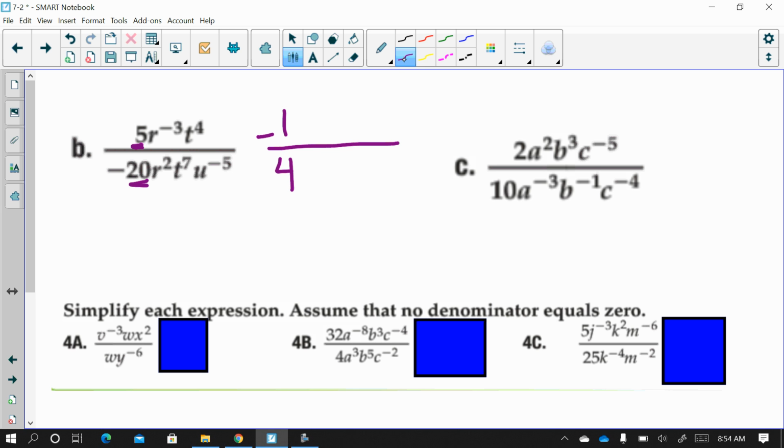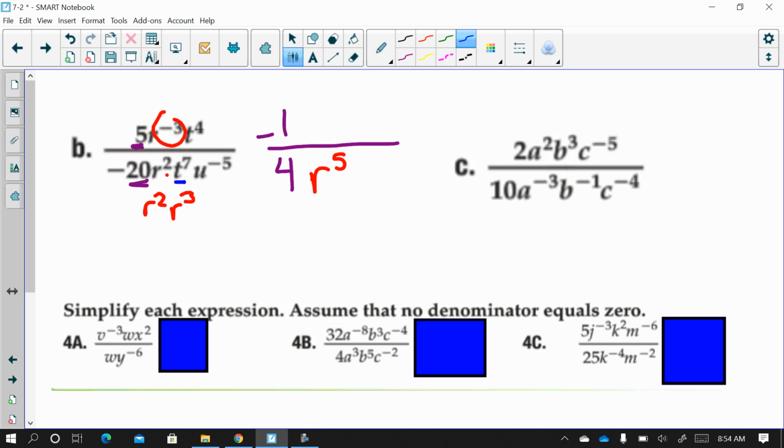Okay, now let's investigate our r's. I have r to the negative 3 and r squared. Well, as negative 3 goes down, I really have r squared, r cubed in the bottom, which gives me r to the 5th. Or if you think about the subtraction rule we were talking about earlier, 2 is bigger, so I'm going to do 2 minus negative 3. 2 minus negative 3 is a positive 5, so since I started in the bottom, I stay in the bottom.